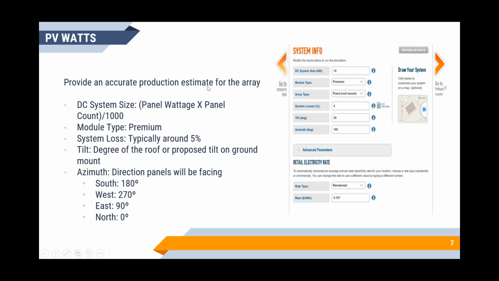And then azimuth just refers to which cardinal direction you're going to be facing. South is going to be 180 degrees, west 270, east 90 degrees, and north 0 degrees. That's basically just a quick overview of how to use PVWatts effectively. Once you have all that information in from your proposed layout or installation for that site, it's going to give you the expected output for that system.